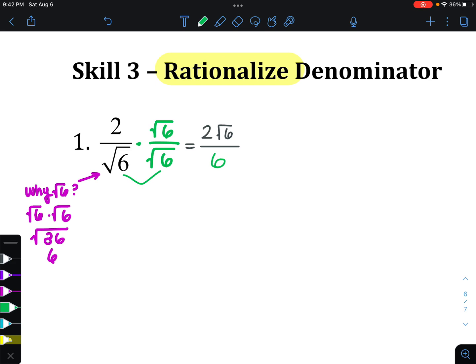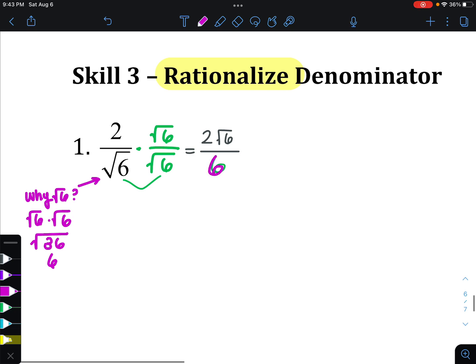So rationalizing, the whole process is done on purpose because by multiplying by the same thing in the denominator, we ensure that the radicals will disappear and this number gets to escape. Okay, so that's the whole point of rationalizing. That will happen each and every time. And then just like we saw, the outside numbers get to talk to each other.